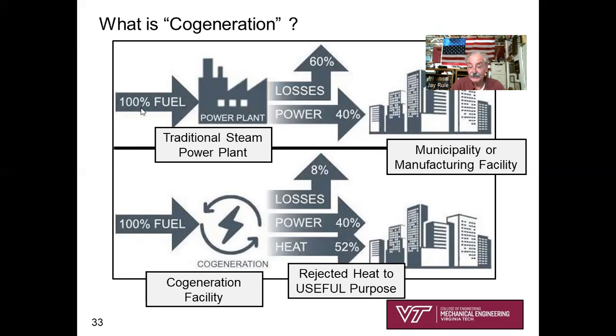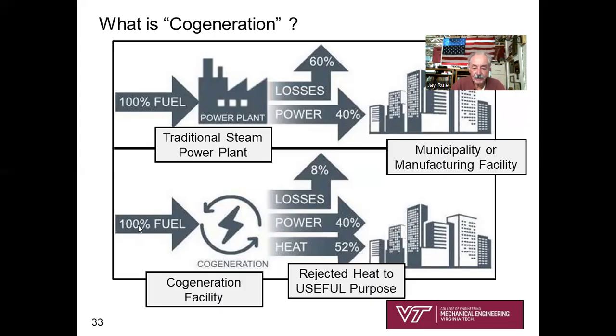And so in terms of fuel, 40% of that energy is going into electric power and 60% of it is a loss, right? Okay, so that's kind of bad news. For Virginia Tech, it's really cool. In the wintertime, where Virginia Tech needs a lot of heating, let's see what we do.